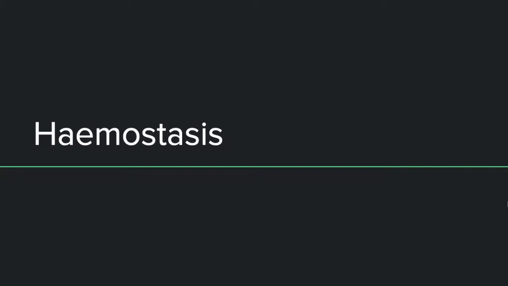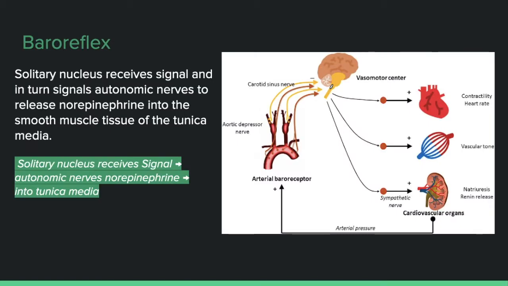One of the major factors to maintaining homeostasis within the body is hemostasis, which is the body's response to injury. The process of hemostasis has three major phases, starting with vasoconstriction.